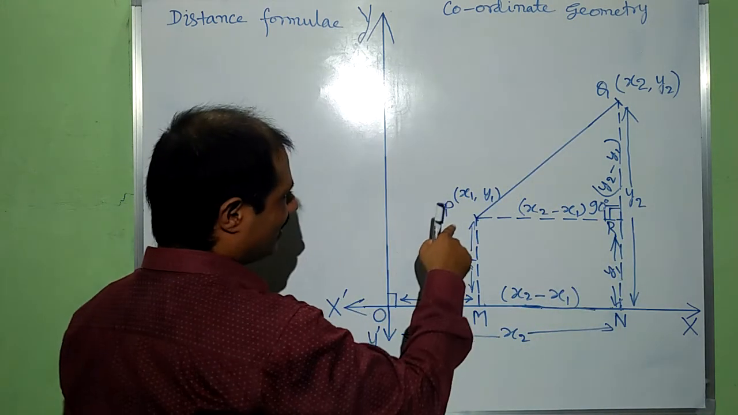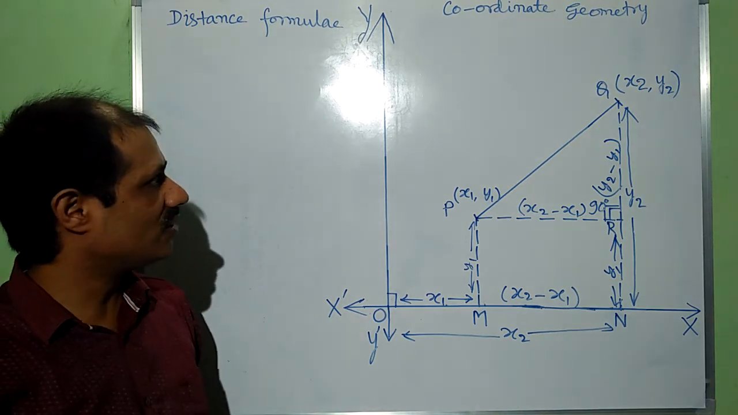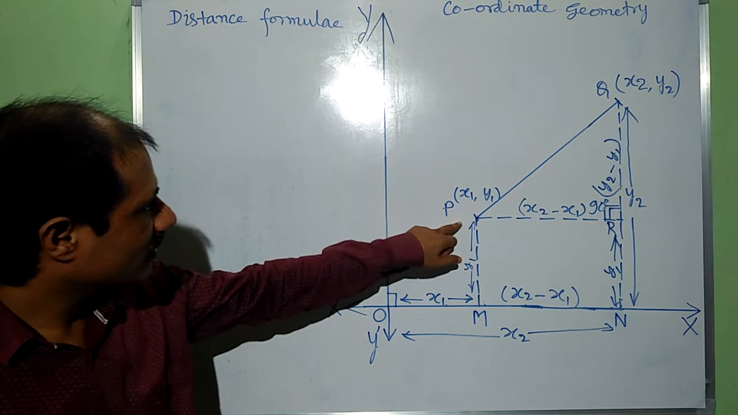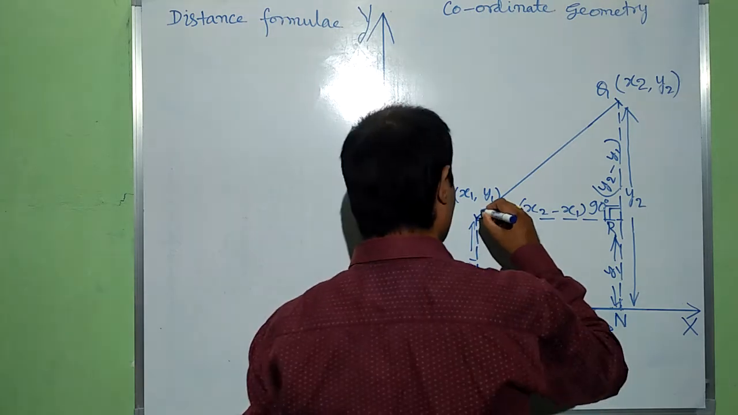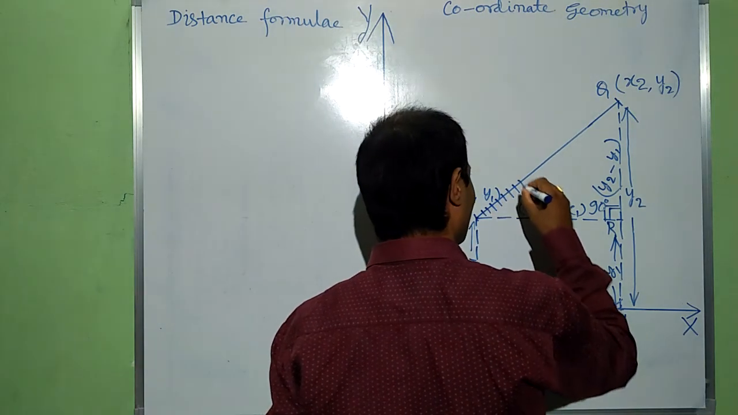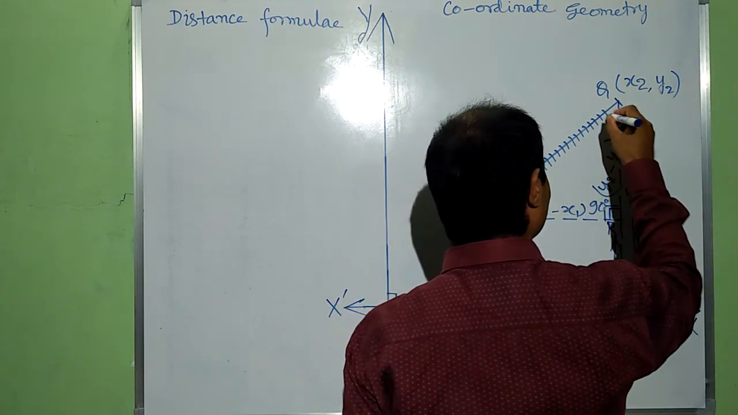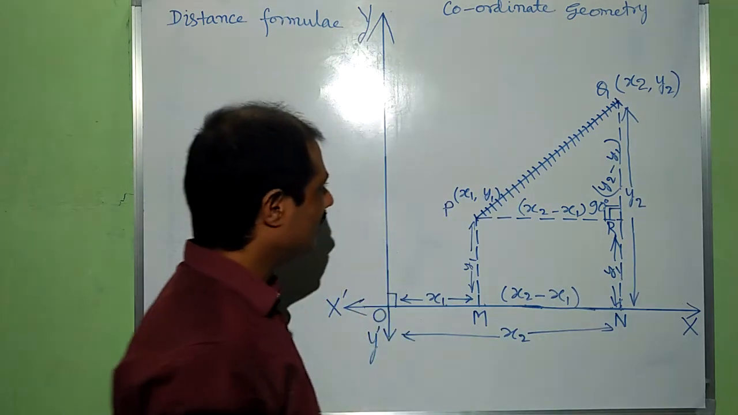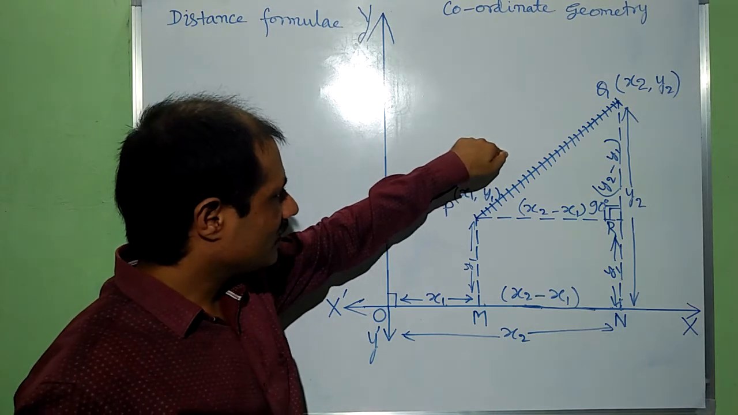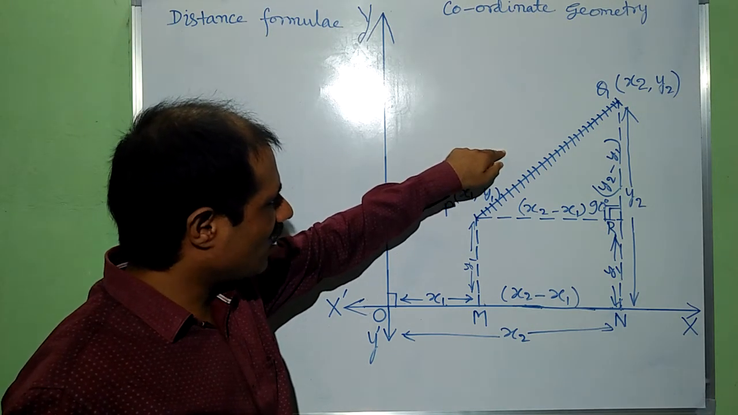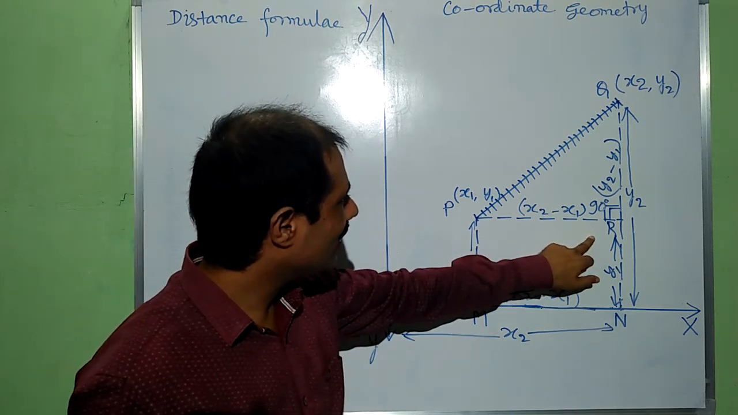So in this right angle triangle PRQ, we have to use the Pythagoras theorem to get the hypotenuse, that is PQ, the distance between points P and Q. This distance will be measured by using the Pythagoras theorem. According to the Pythagoras theorem, the square of the hypotenuse is equal to the sum of squares of the other two sides. Those sides are PR and RQ.